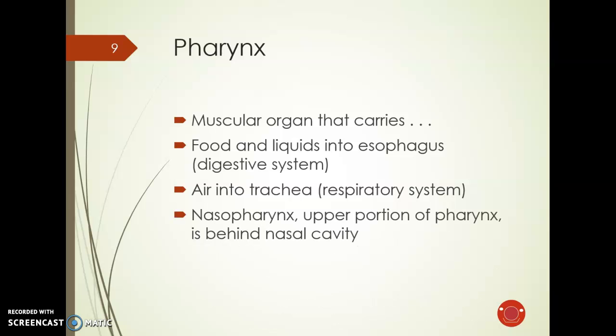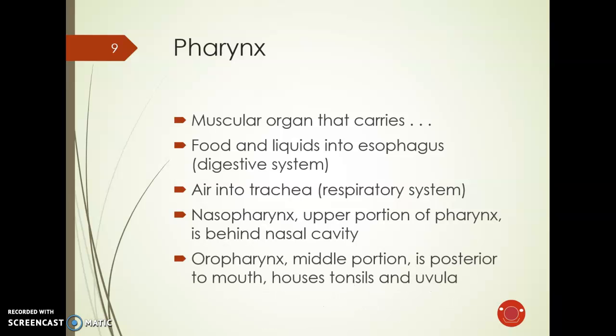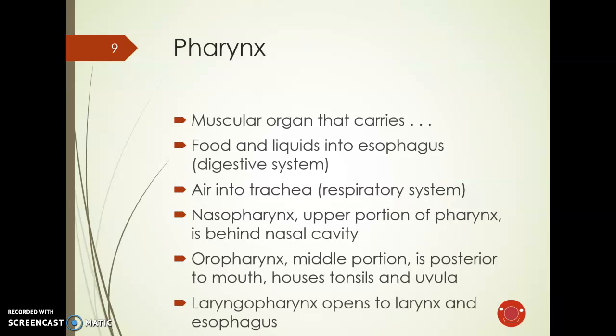The nasopharynx is the upper portion of the pharynx, and it's behind or posterior to the nasal cavity. The oropharynx is the middle portion, and that is behind or posterior to the mouth, and that's the part that houses the tonsils and the uvula. And the laryngopharynx opens to the larynx and to the esophagus.